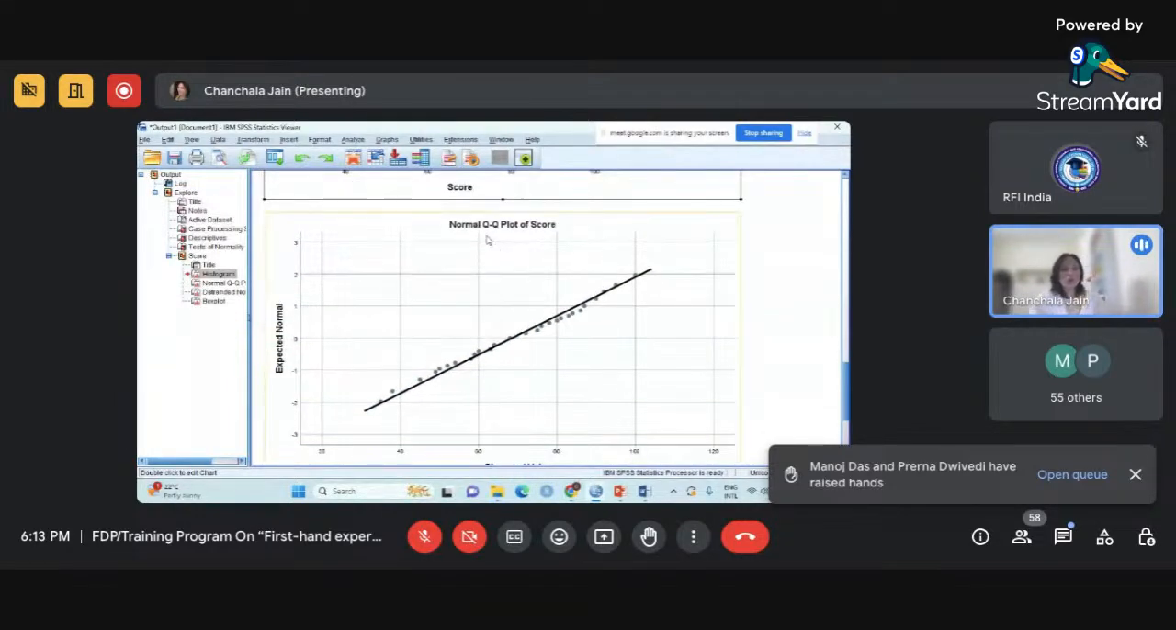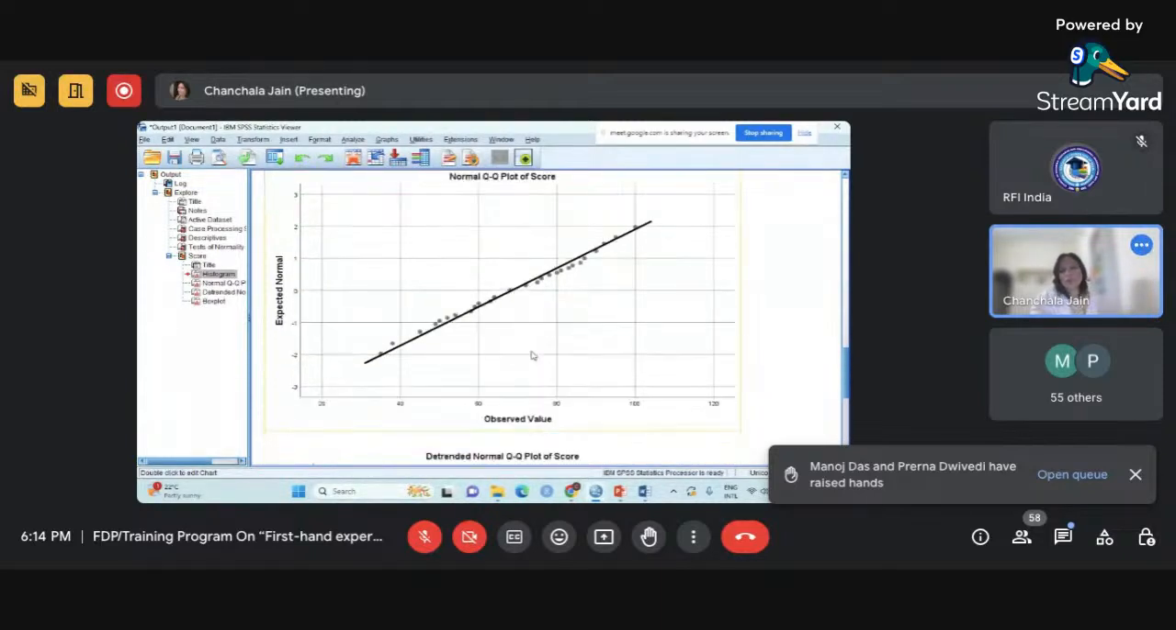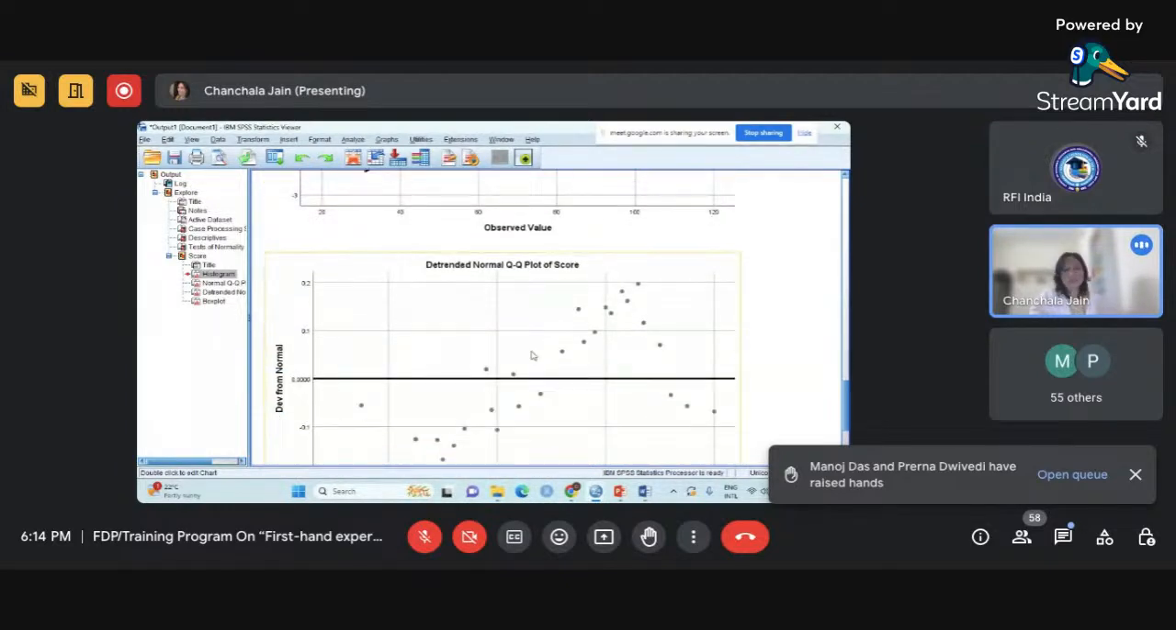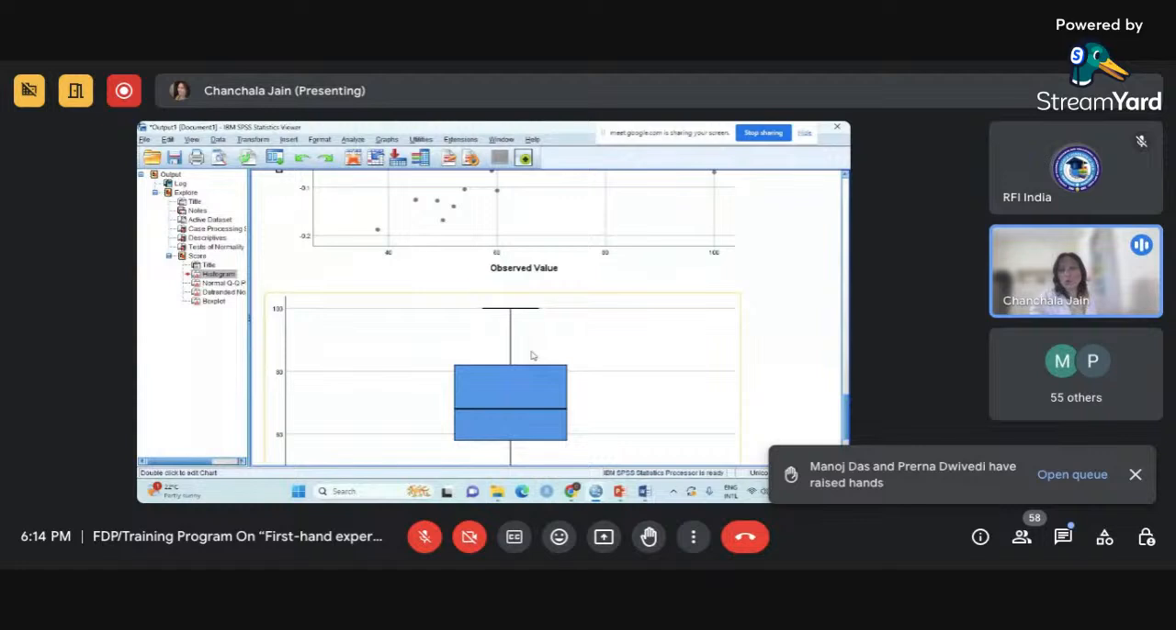Looking at the QQ plot, quantile plot, again you can see this is your fitted line, this is your trend line, and your data points are almost following your trend line, right? So again we can say that looking at the QQ plot, we can conclude that the variable is approximately normally distributed. Now the detrended normal curve you do not need to include in your results.